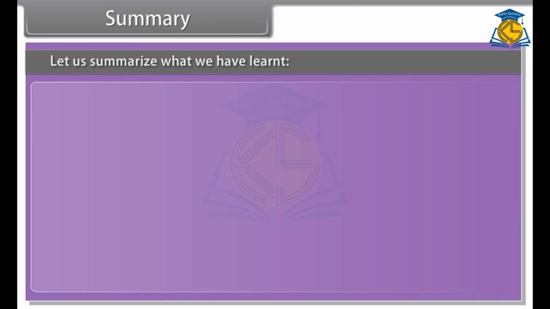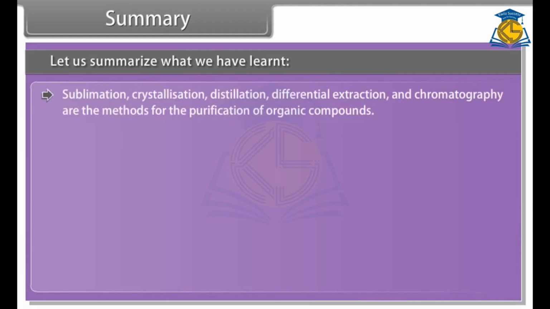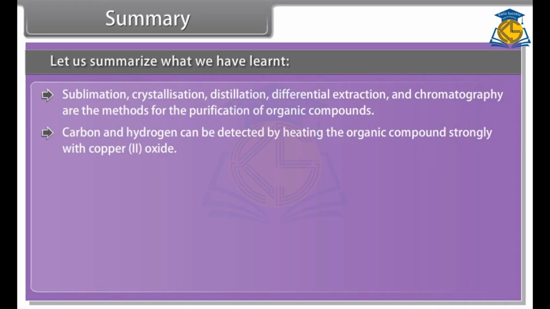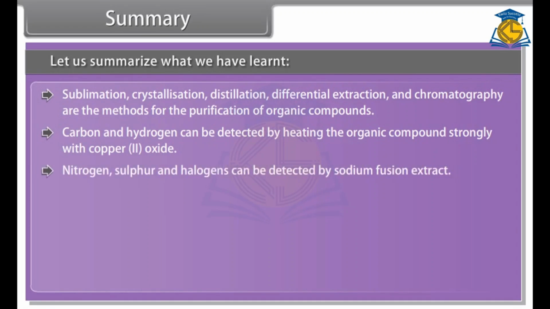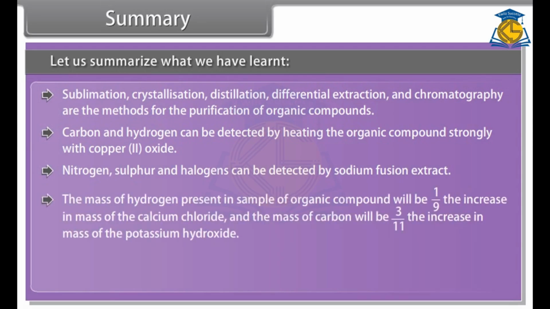Summary. Let us summarize what we have learnt. Sublimation, crystallization, distillation, differential extraction, and chromatography are the methods for the purification of organic compounds. Carbon and hydrogen can be detected by heating the organic compound strongly with copper(II) oxide. Nitrogen, sulfur, and halogens can be detected by sodium fusion extract. The mass of hydrogen present in a sample of organic compound will be 1/9 the increase in the mass of calcium chloride, and the mass of carbon will be 3/11 the increase in mass of the potassium hydroxide.